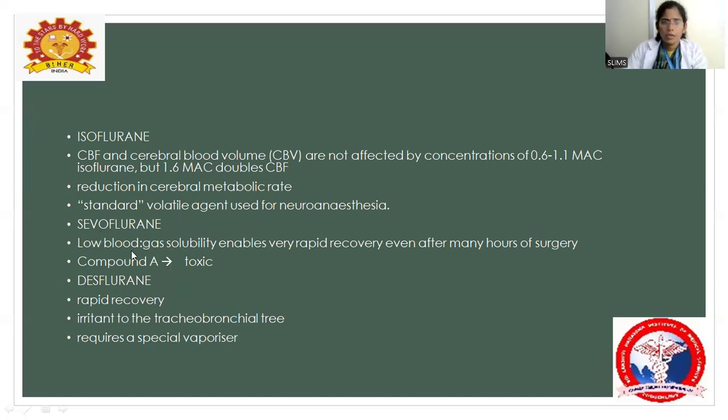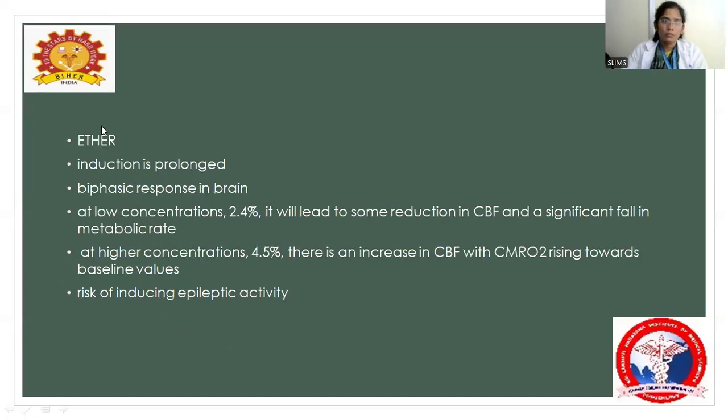Next is sevoflurane. It has low blood gas solubility. It enables very rapid recovery even after many hours of surgery. But the only side effect is compound A, which is formed and may be toxic, that is nephrotoxic. Desflurane also produces rapid recovery, but it is an irritant to the airway, and it also requires a special vaporizer. So ether, ether is not commonly used. This is only for theoretical purpose.